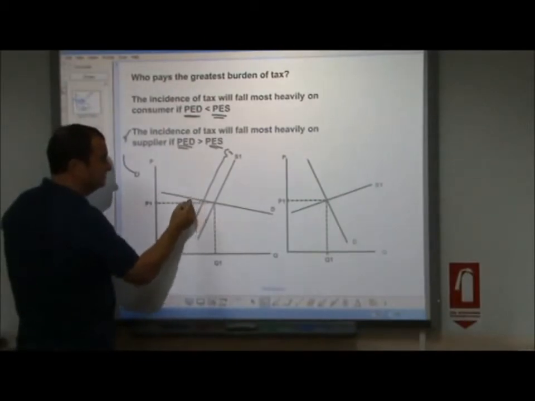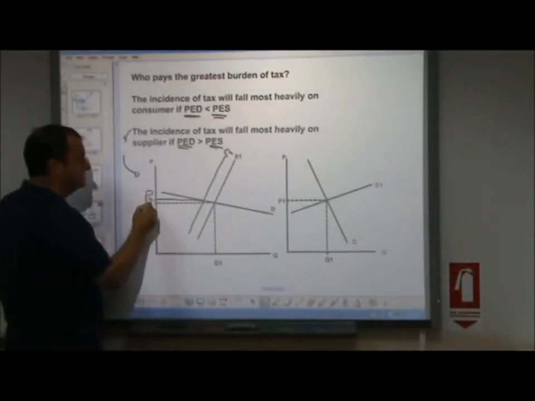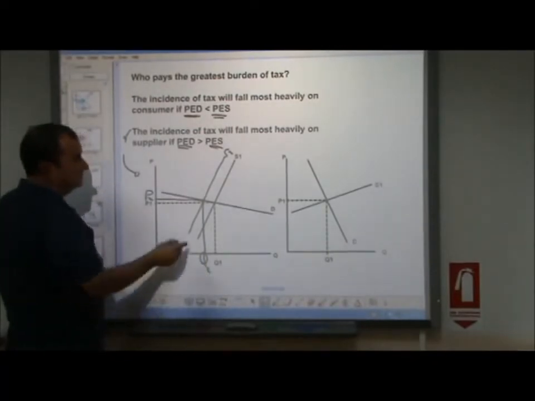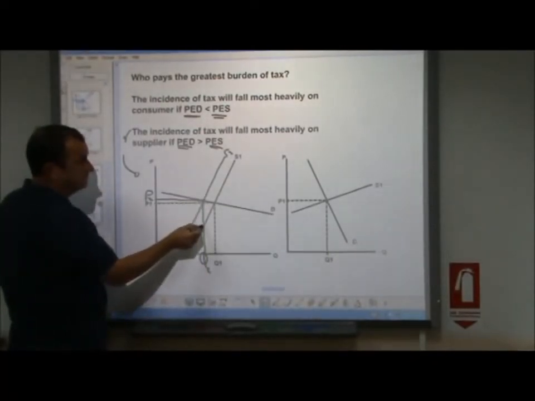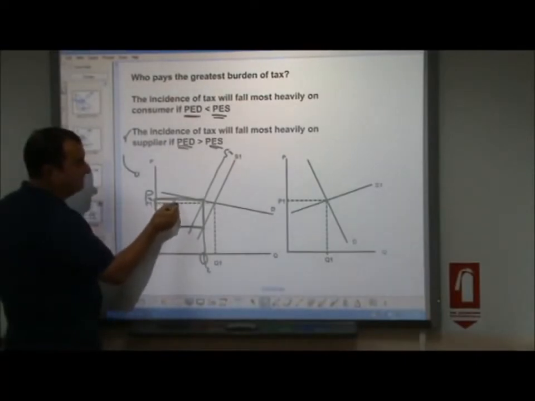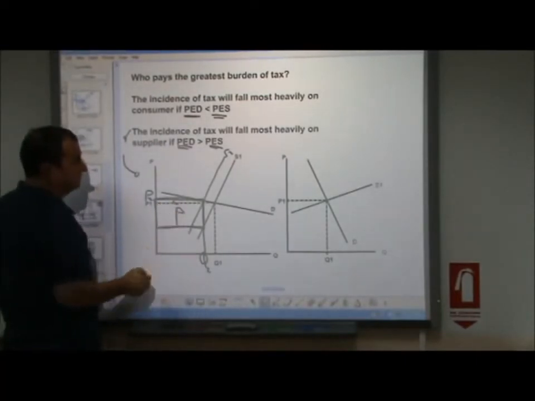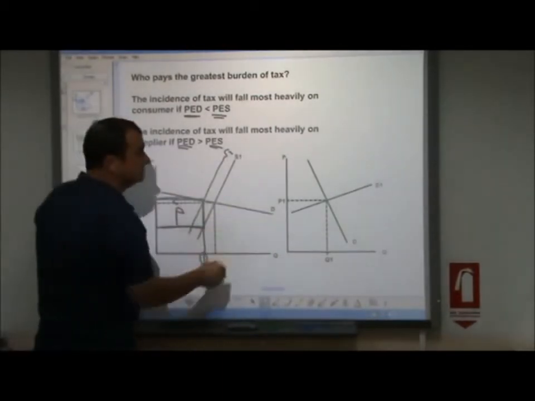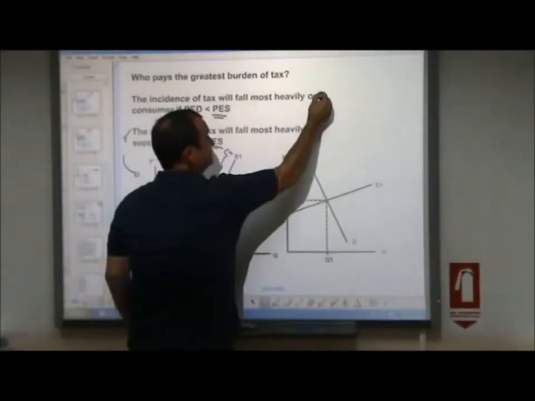Okay, the price rises very slightly, P2, the quantity falls to there, Q2. I look at the equilibrium point, I look at the distance between the supply curves, that tells me the whole of the revenue for the government. The consumers are paying a tiny bit, the producers are paying all of that. Clearly it fell mostly on the producers. This is an example of the reverse.